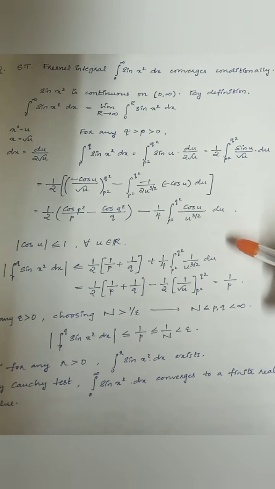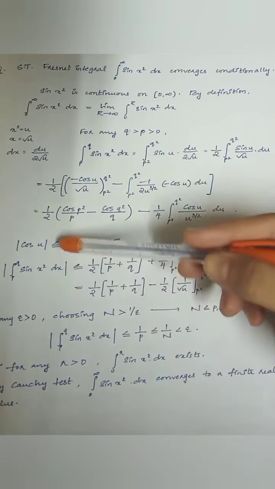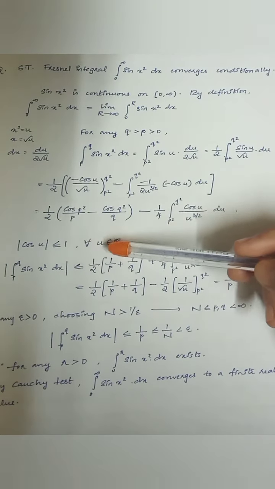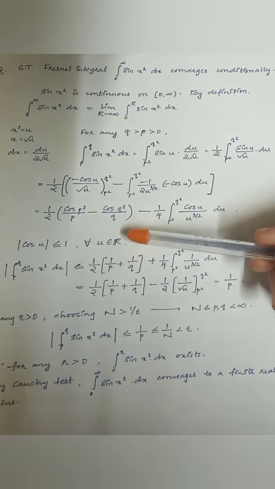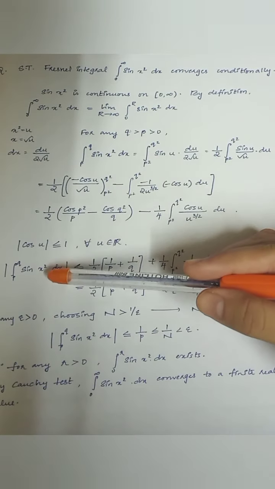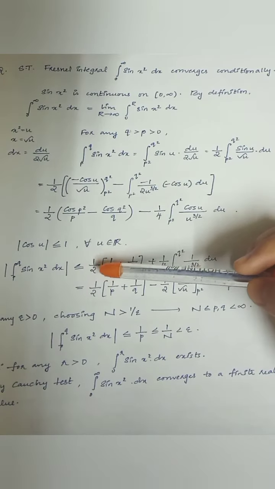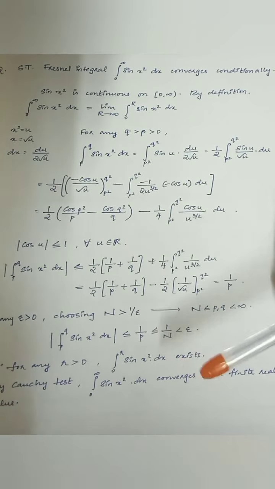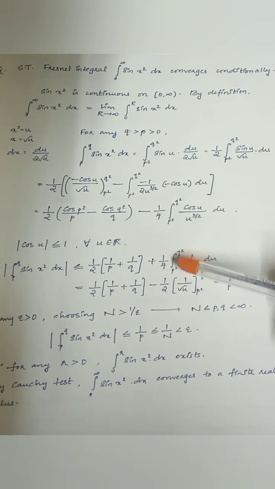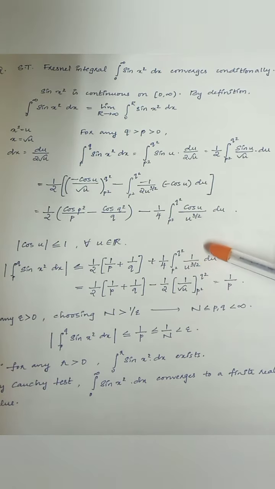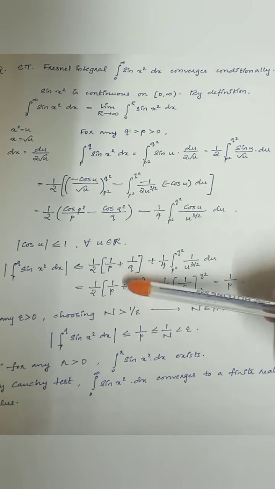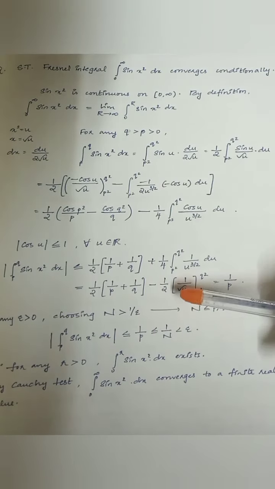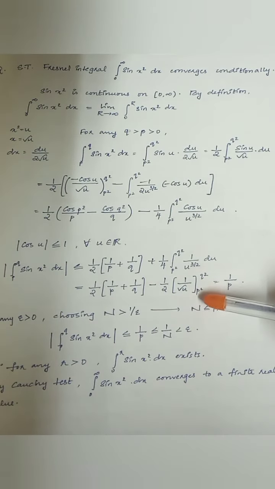Now by the properties of absolute value combined with inequalities and integrals, and the fact that |cos u| is less than or equal to 1 for all u in R, we have |integral from p to q of sin x² dx| is less than or equal to 1/2 times (1/p + 1/q) + 1/4 times the integral from p² to q² of 1/u^(3/2) du, which is equal to 1/2 times (1/p + 1/q) − 1/2 times [1/√u] from p² to q². Then we get 1/p.